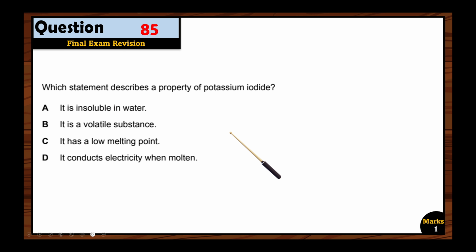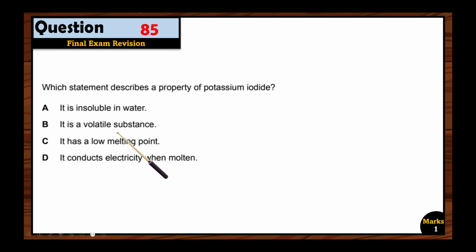85. Which statement describes a property of potassium iodide? Potassium is a metal, iodine is a non-metal, so it is an ionic compound. Now let's see the properties of an ionic compound. It's insoluble in water. Wrong. 99% of ionic compounds are soluble in water. So in general, ionic compounds are soluble in water.